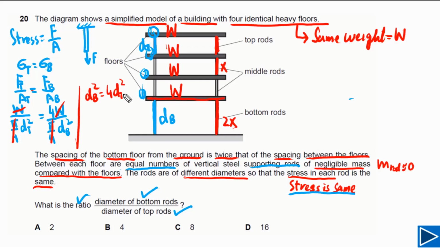The question is asking us for the ratio dB by dt, so dB by dt is equal to the square root of 4. So our final answer is 2. The ratio between the diameter of the bottom rods and the top rods is equal to 2. So this is our final answer.